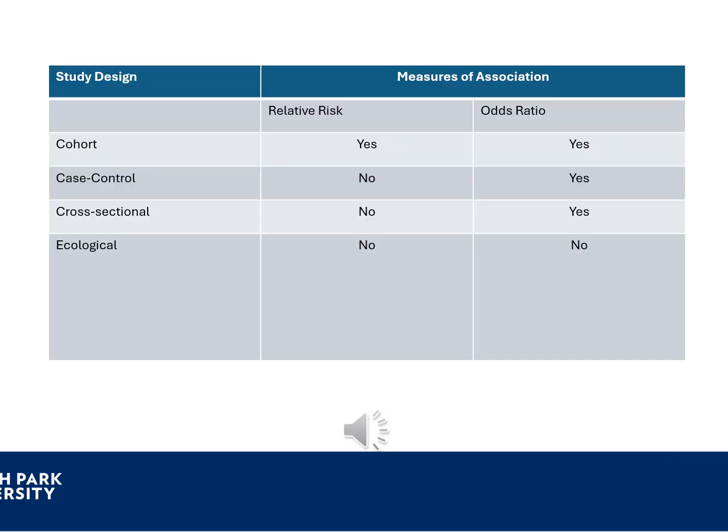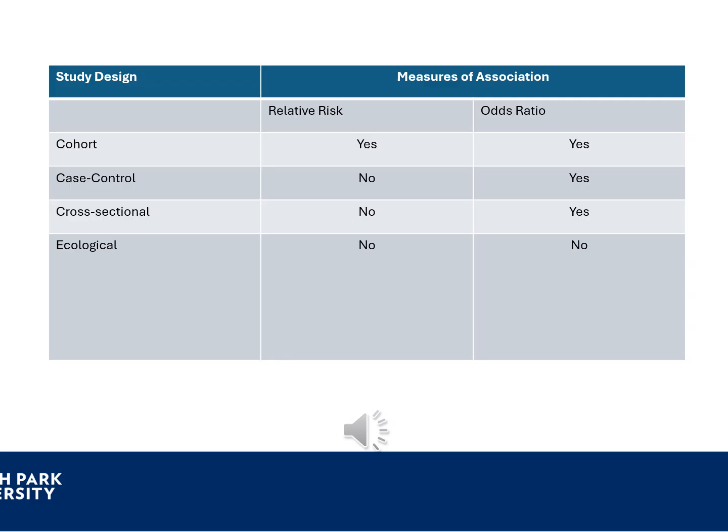This table is just a summary of what we talked about before. When you're looking at measures of association, which type of studies would you use a relative risk and which studies would you use an odds ratio? And you should know the difference for exam 2.